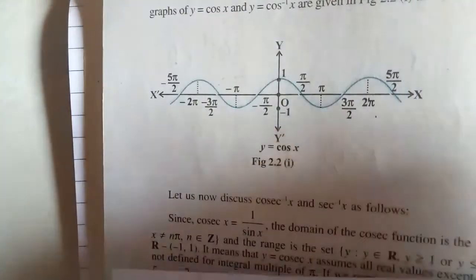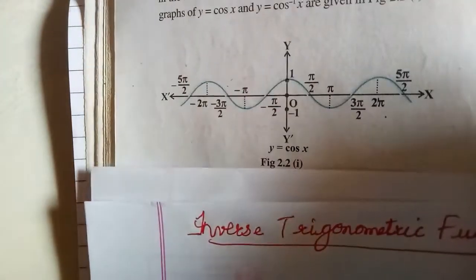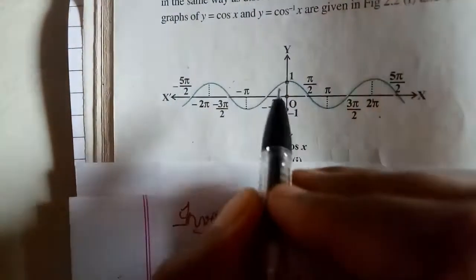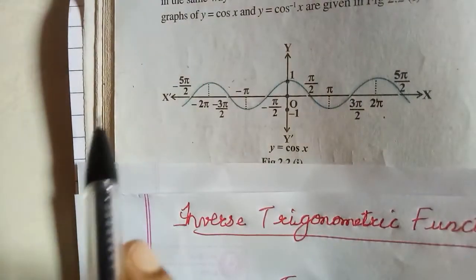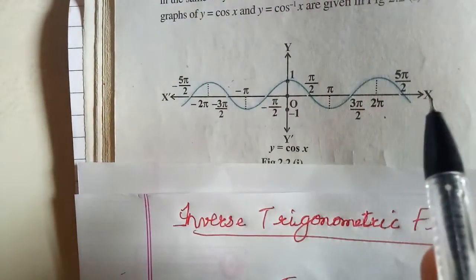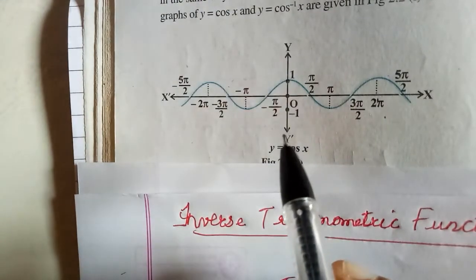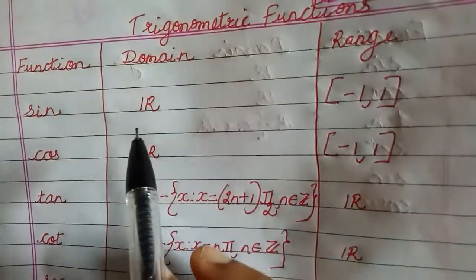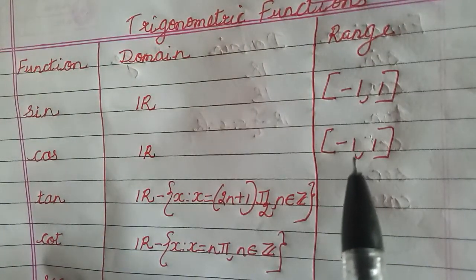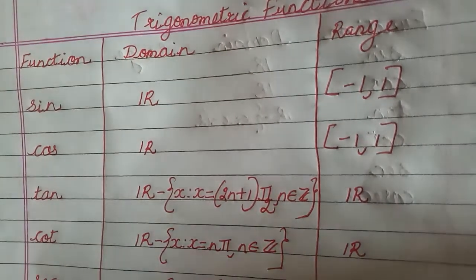Same way on negative x-axis. So here, children, you can see that cos is again taking all values on the real axis, and you can see that it is oscillating between minus 1 and 1. That's why you have defined the domain as R and the range as closed interval minus 1 to 1.